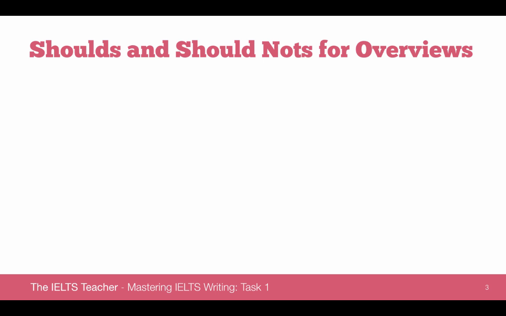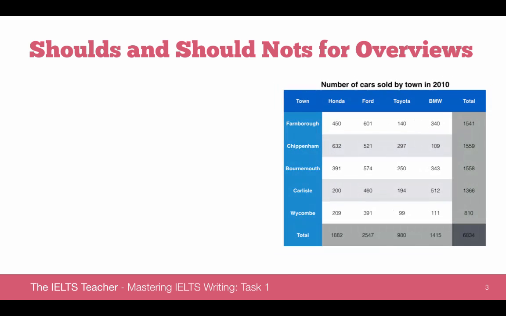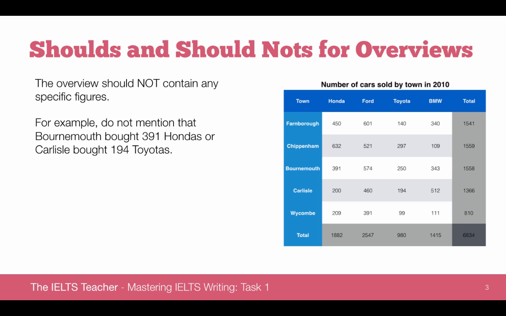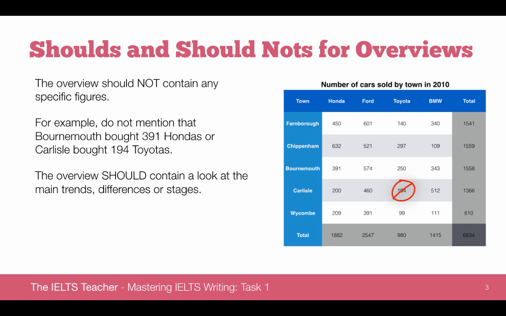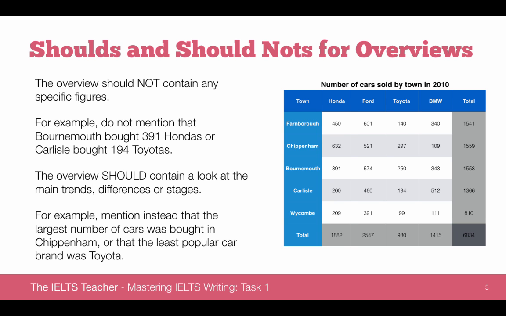First of all, some should and should nots for overviews. What should you not do? Here's a table for us to look at as an example. Now the overview should not contain any specific figures related to that table. For example, do not mention that Bournemouth bought 391 Hondas or Carlisle bought 194 Toyotas. The overview should contain a look at the main trends, differences or stages. Particularly in a comparative table like this one, we might look for the differences. For example, mention instead that the largest number of cars was bought in Chippenham, or that the least popular car brand overall was Toyota.